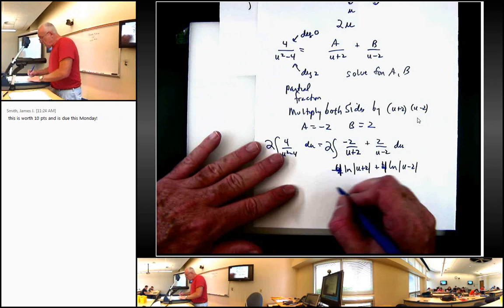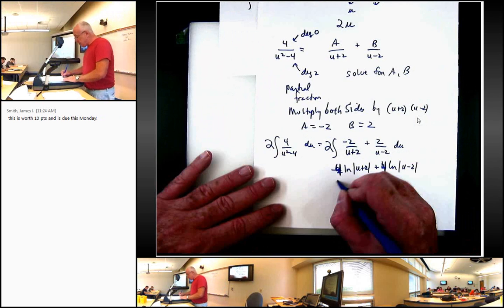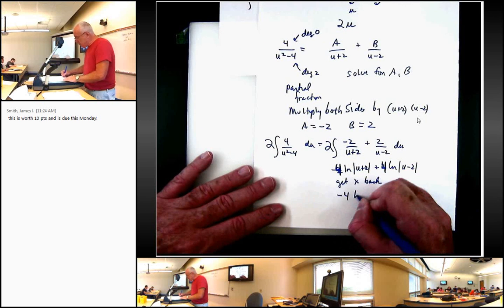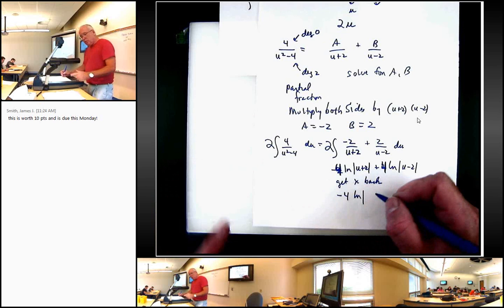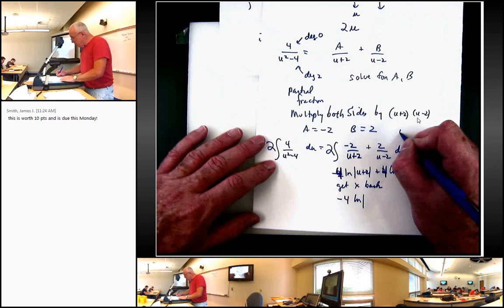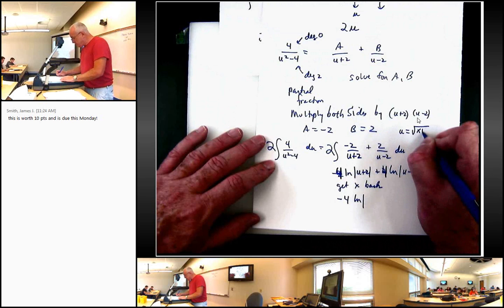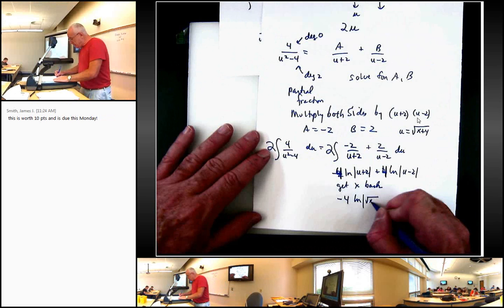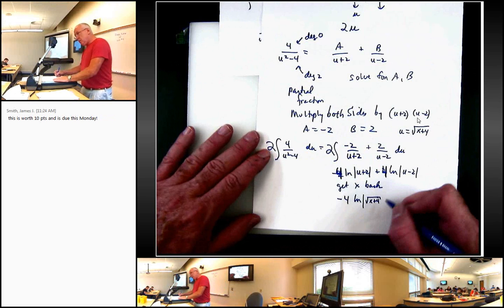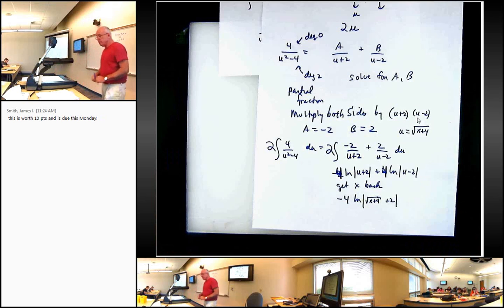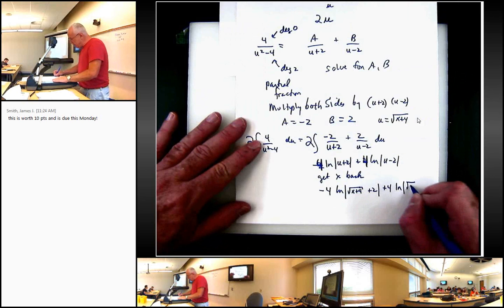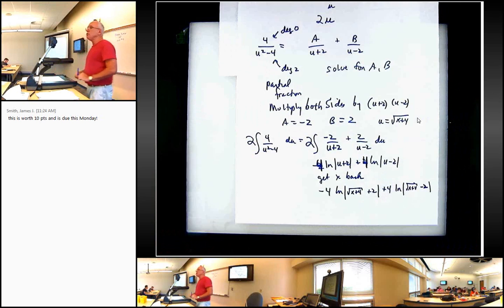Okay. So that'll work. So then I have to get x back in my answer. So that's going to be minus 4 natural log of, now u, what was u originally? Well, originally, remember, u was equal to the square root of x plus 4. So now I have u plus 2. So that's going to be the square root of x plus 4, and then outside the radical, I just tack on the plus 2. And then plus 4 natural log of, again, my u was the square root of x plus 4. But this time, outside the radical, I put a minus 2.